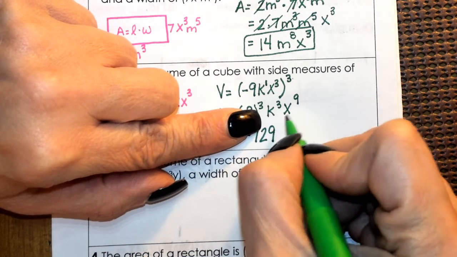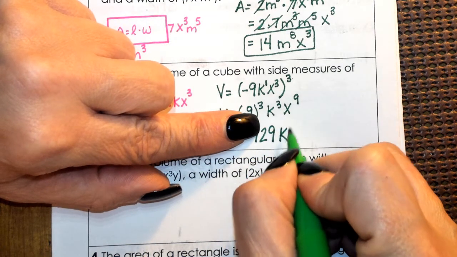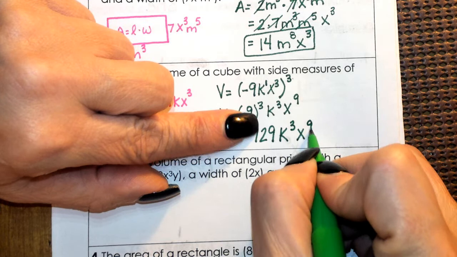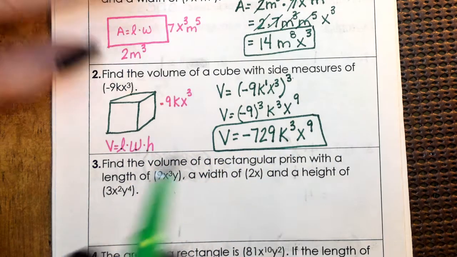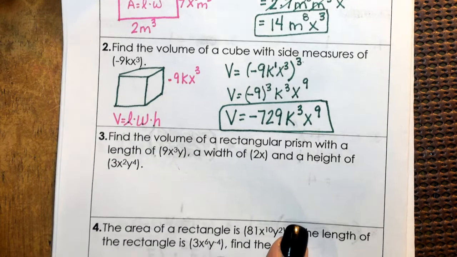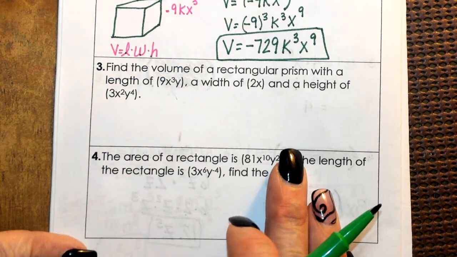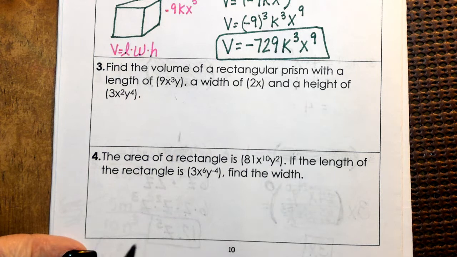K comes before x alphabetically, so k to the third, x to the 9th. And again, I know it's not supposed to be negative, but it is. We're going to work with it. 4th dimension, imposter among us. Number 3, and if that was super fast, remember, you can go back and watch that again.